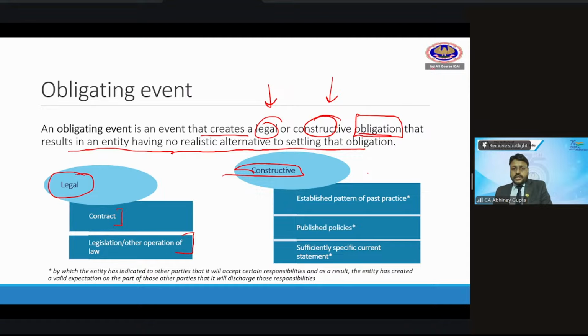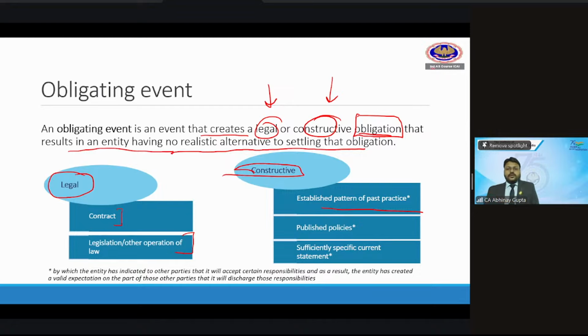So these are called legal obligations, the legal obligating event. And what are the constructive ones? Constructive means an established pattern of past practices. Suppose you are buying a product from a particular vendor, and you generally have experienced that if you are not happy with the product, the vendor replaces it, or even returns the cash. So this is the past established practice of that vendor.